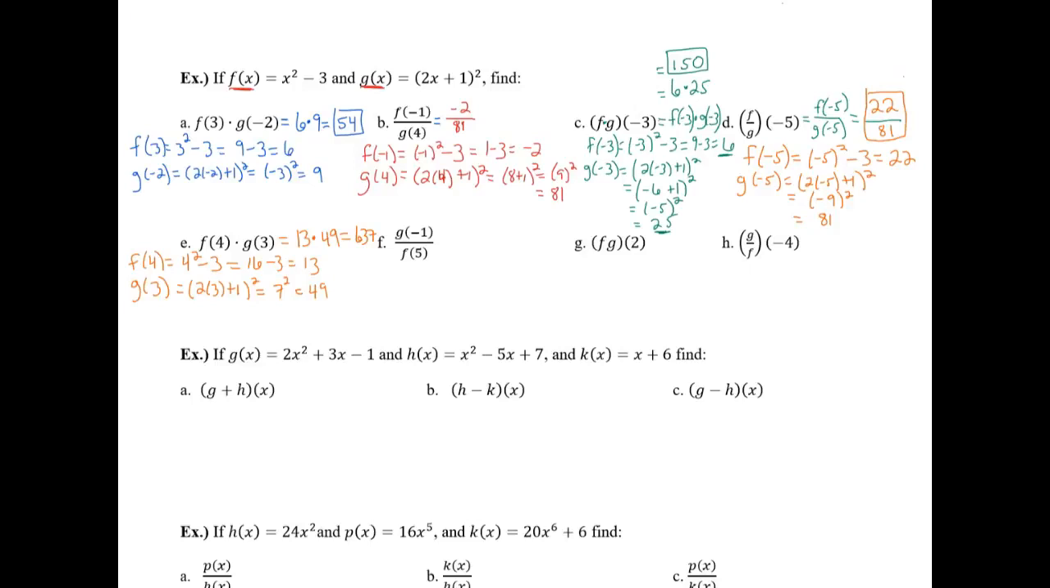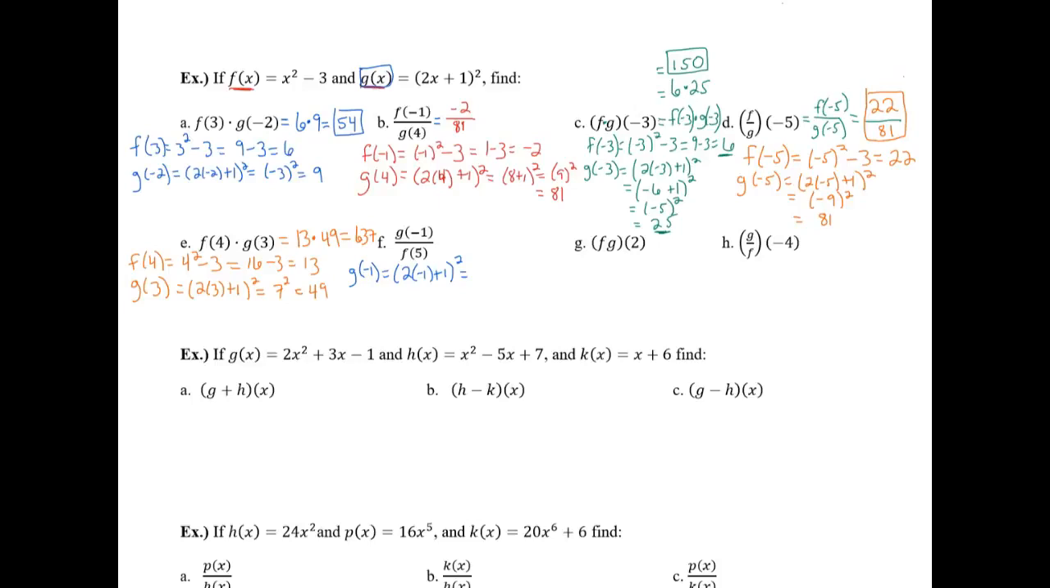On to part f. Here we're doing division. We're dividing g of negative 1 divided by f of 5. So I have to evaluate g of negative 1 first. That's 2 times negative 1 plus 1 squared. Again, making sure you're plugging it into the proper function. Sometimes we get used to doing f first and then we just do f first instead of looking at what actually came first. In this case it was g.